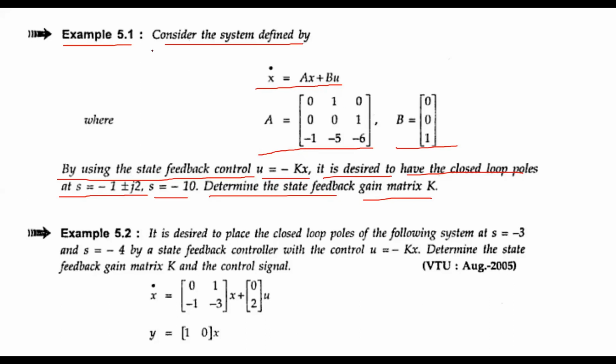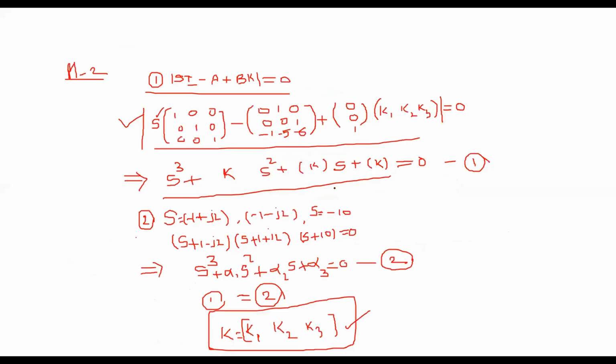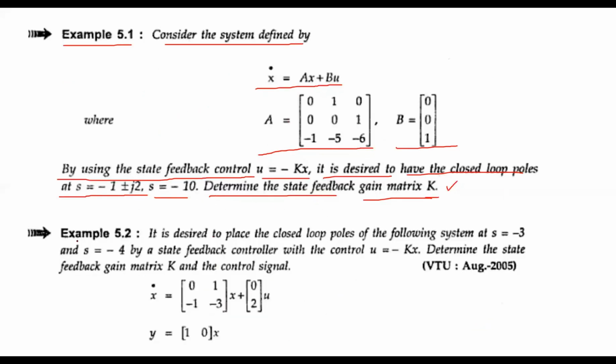So for this problem, you have to find the gain matrix K. I can ask tomorrow what is the answer for K1, K2, and K3. So follow this process. That is the entire procedure. Okay, coming to the second problem. Please note down these problems.